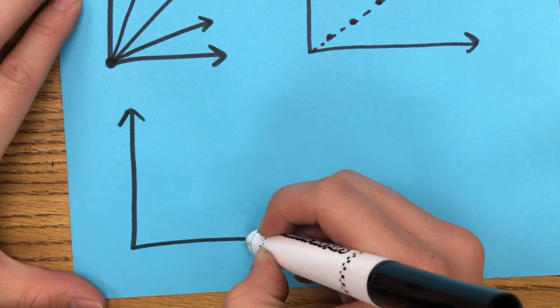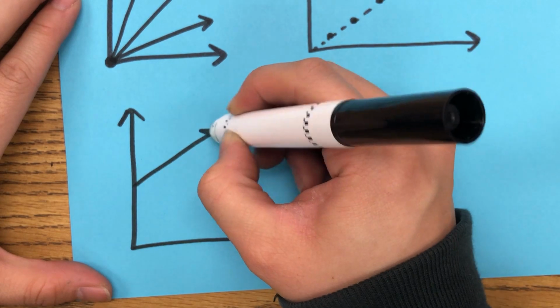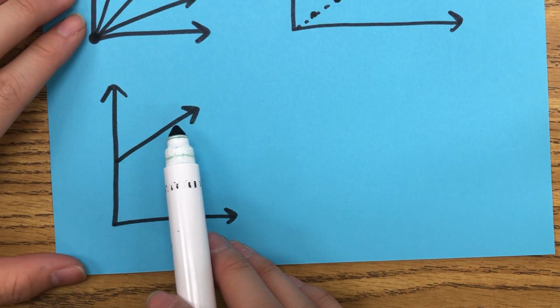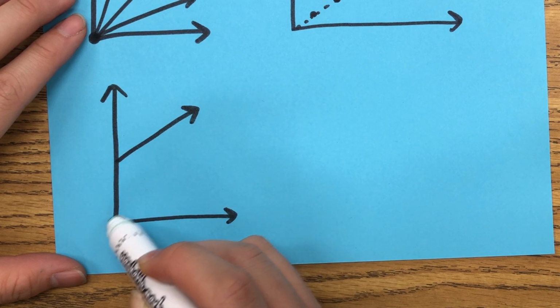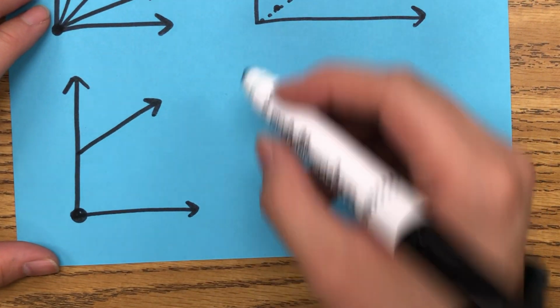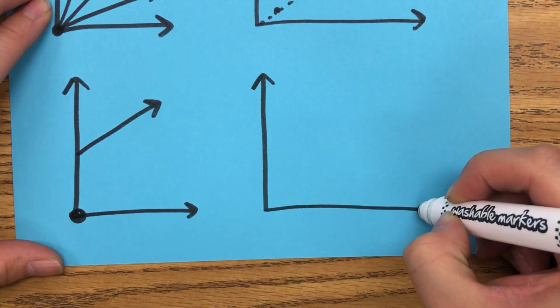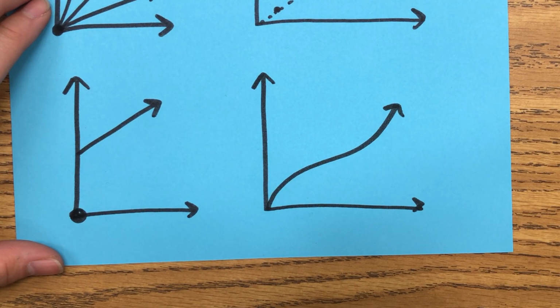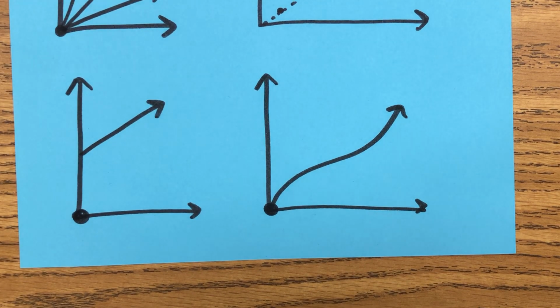This one, you may want to say looks proportional because it's so straight, right? But it doesn't start right here at 0, 0, so it is not proportional. This one, you might say is proportional because it starts at 0, 0, but it is not straight, so it is not proportional. I hope that helps. That is a review on proportional relationships.